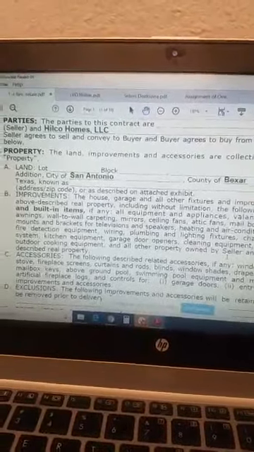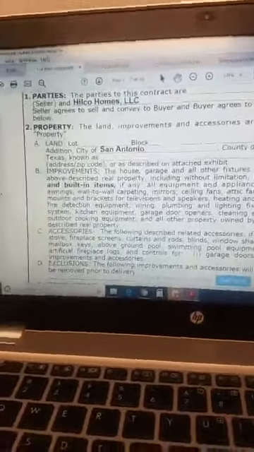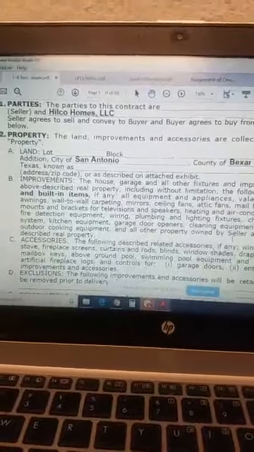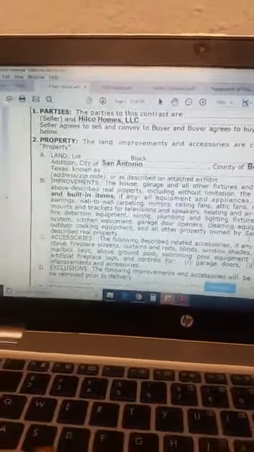And Jesse and I signed up a contract actually 2 days ago. Was it yesterday? We got a contract signed up, and we're going to be wholesaling that property, might possibly.